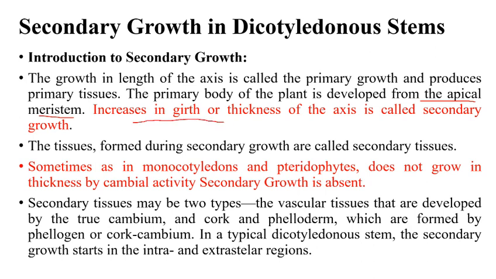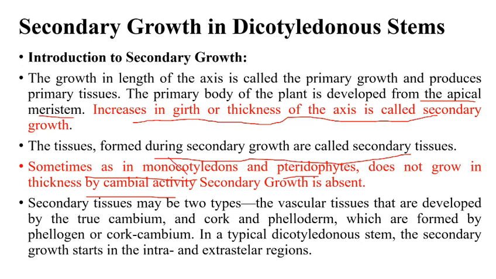Increase in girth or thickness of the axis is called secondary growth. The tissues formed during secondary growth are called secondary tissues. Monocots and pteridophytes do not grow in thickness by cambial activity, so secondary growth is absent in monocots and pteridophytes. However, gymnosperms show secondary growth, and angiosperms obviously show secondary growth.